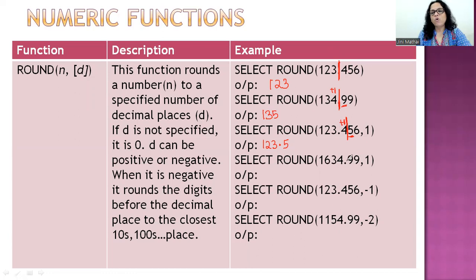Okay, now let's look at this one. Again, 1634.99, comma 1. So where do you want the rounding to happen? At this position. Is the next number 5 or more? Yes. So what will you do? You will add 1 to this. Now, when you add 1 to this, what is 9 plus 1 going to give you? 10 with a carryover, right? So what's your answer going to be?